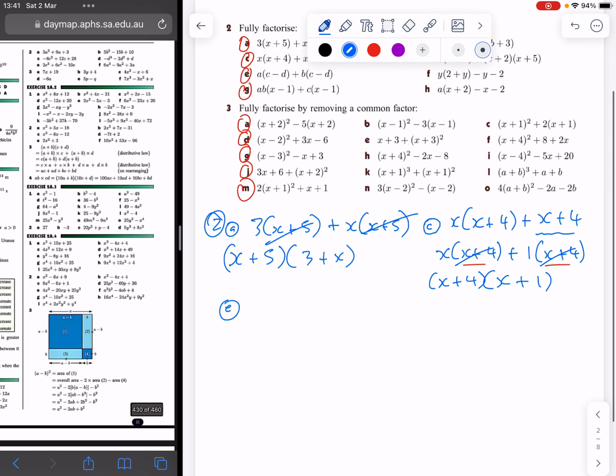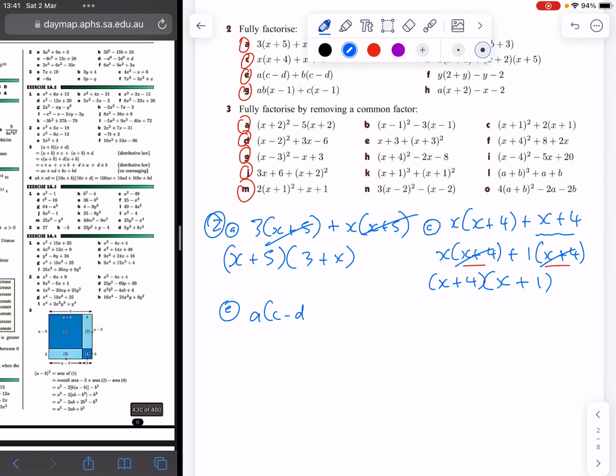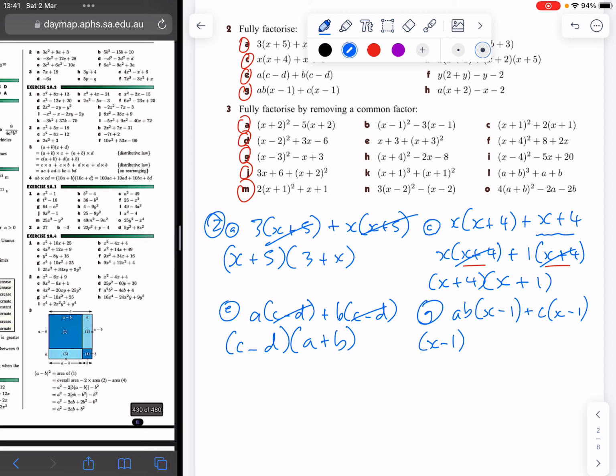A, C, E. A(C take D) plus B(C take D). C take D is common to both. Take D out, and A plus B is left over. G: A(x take 1) plus B(x take 1). x take 1 is the common factor. You have A, B, plus C left over.